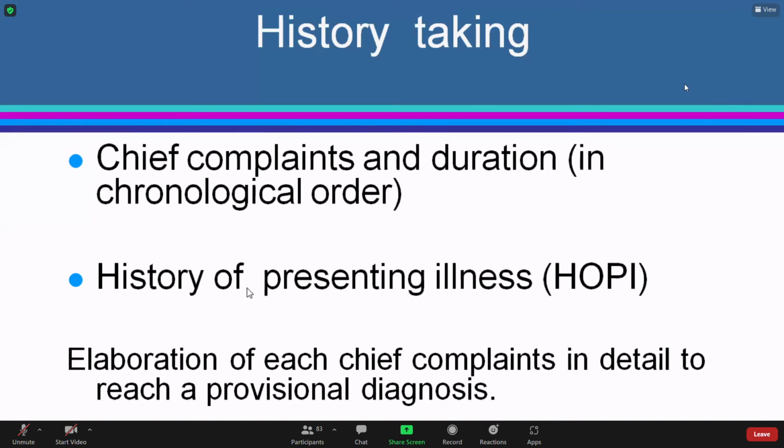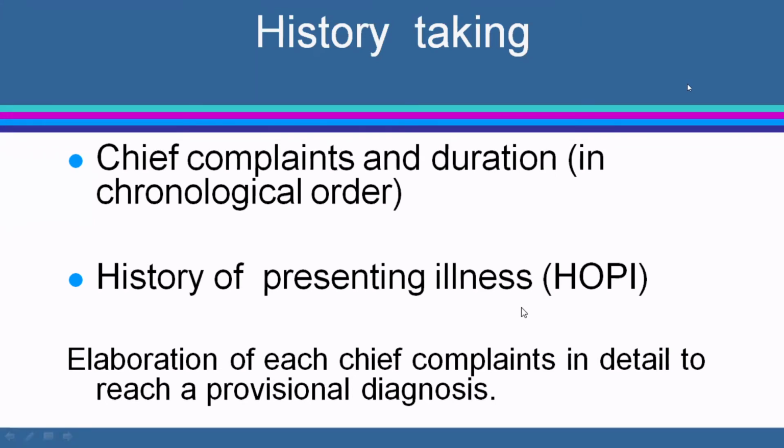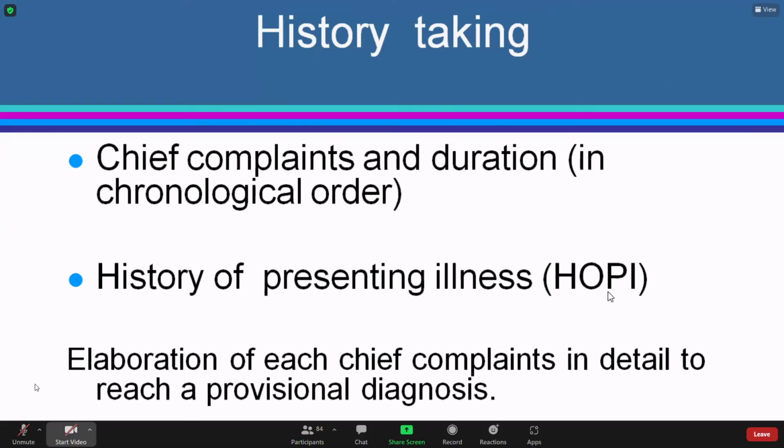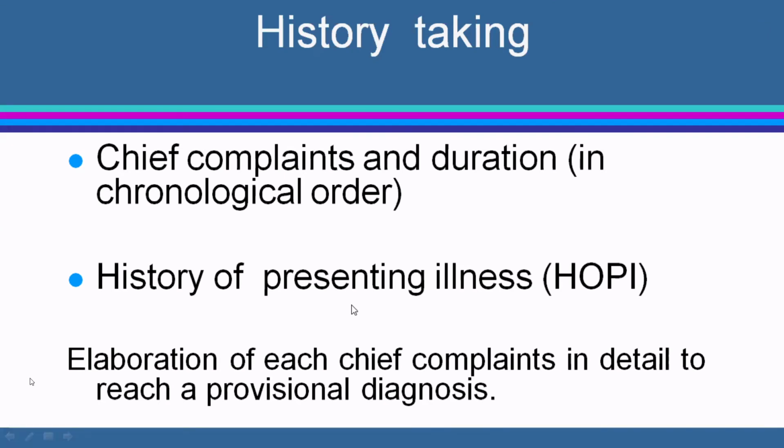And then another heading is history of presenting illness, or HOPI in short form. Even if you write HOPI, don't say HOPI when you present. So what is history of presenting illness or history of chief complaints? That is the elaboration of each chief complaint in detail to reach a provisional diagnosis. So this is the main important part of history taking. For example, if somebody complains of pain abdomen, you have to describe the pain in detail. Where is the pain? How is the pain? How severe? Aggravating, precipitating factors, etc.